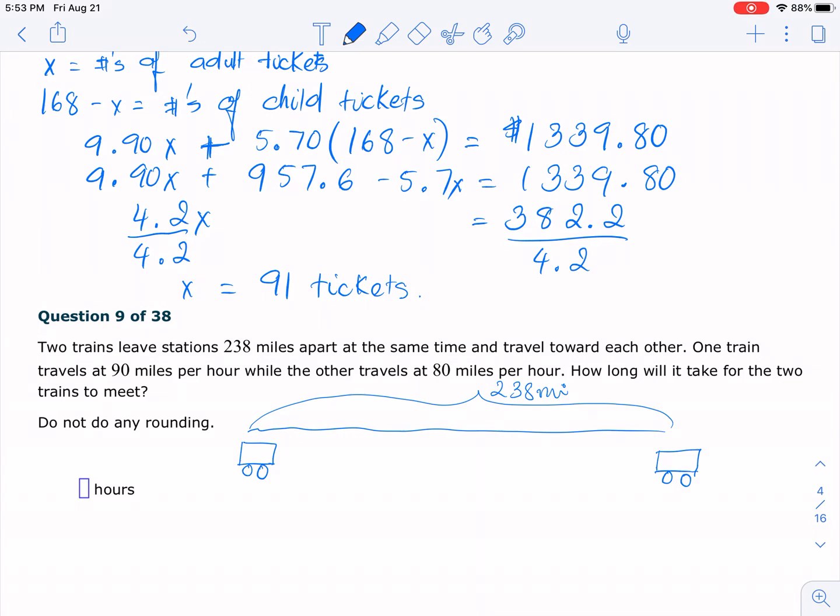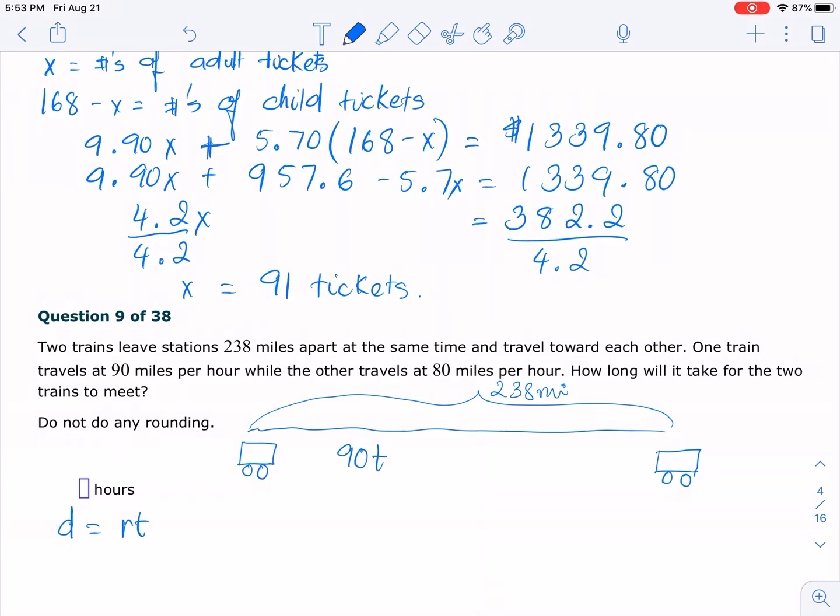One train travels at 90 miles per hour. By the way, for this type of problem, you know we have to deal with d equals rt. D is distance, r is rate, and t is time. So let's say that this train right here travels with the rate 90 miles per hour. And if I take 90 and multiply by t, that's the rate times t. T, by the way, we don't know t, right? Because that's what we're looking for.